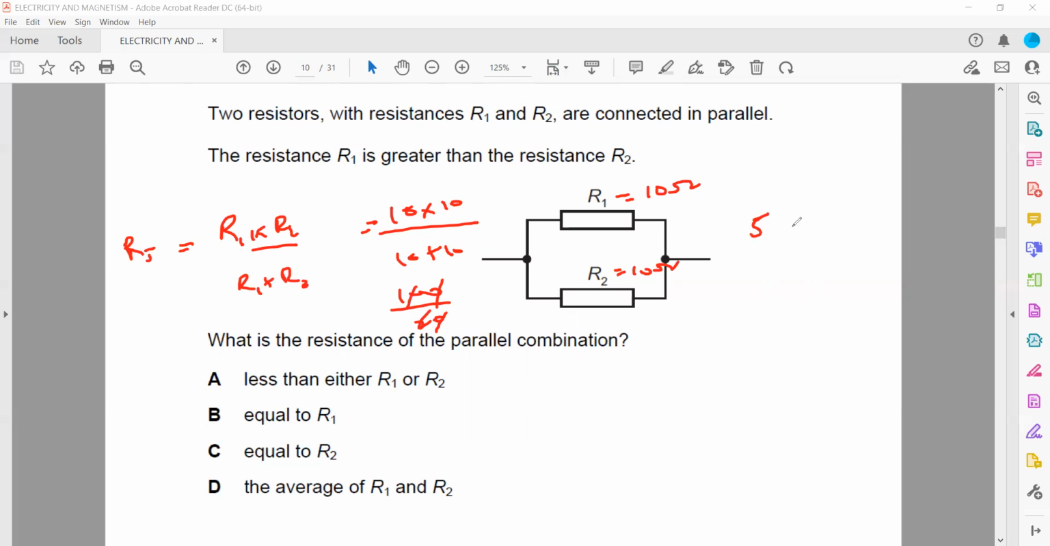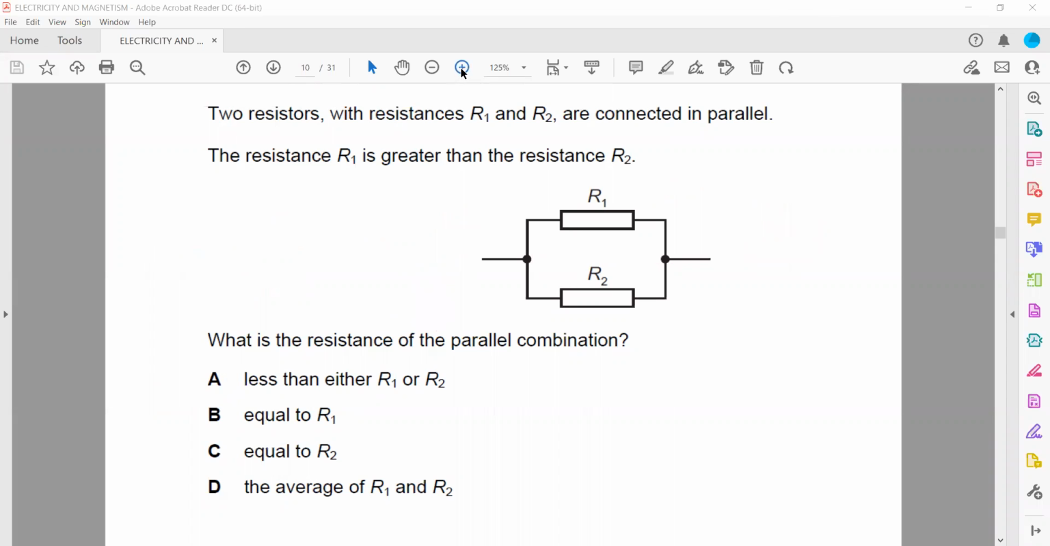So the combined resistance is coming out less. The combined resistance is always less than R1 and R2. That's why A is the right answer. So whenever two resistors are connected in parallel, the combined resistance is always less than the smallest one in the combination. And when they are in series, the combined resistance is always greater than the highest or larger one in the combination.